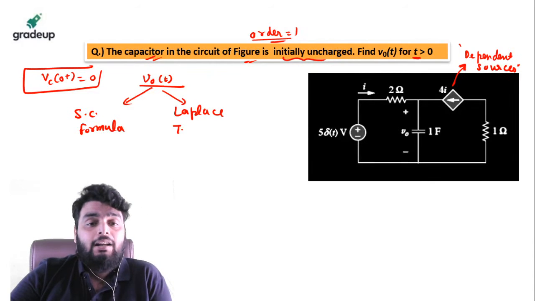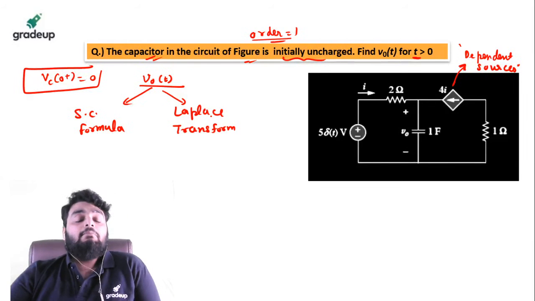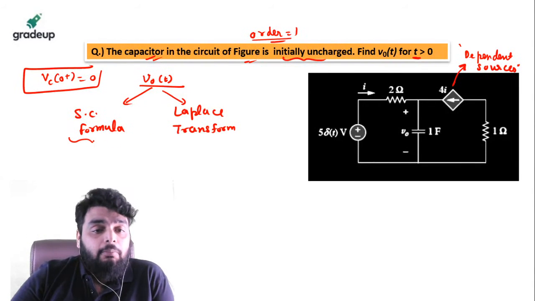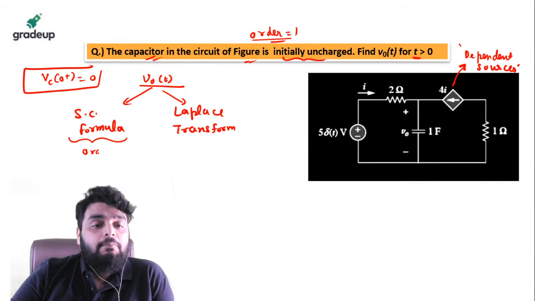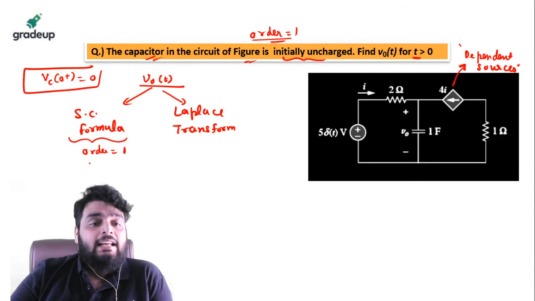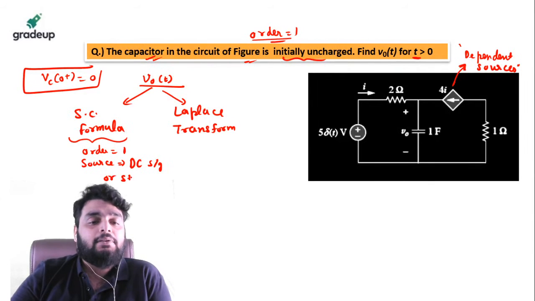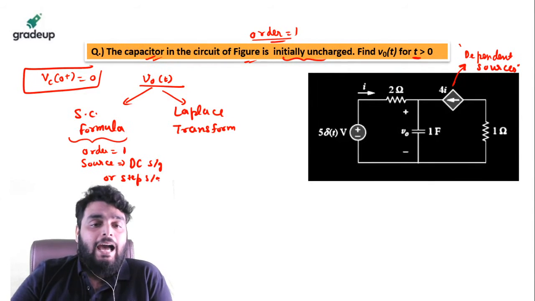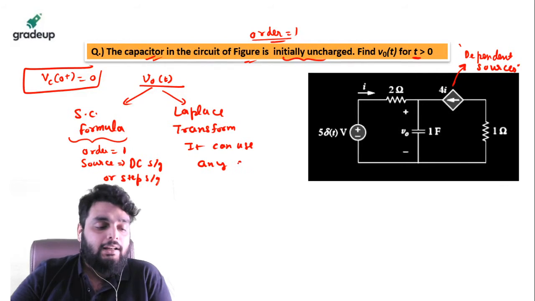Now some people have doubts, sir, when to use which method. So, bachcho, always remember, to use the shortcut formula the order must be 1. And second point, the source must be a step signal, or you can say its source must be a DC signal, or at least a step signal. And Laplace can be used in any circuit. There is no limitation for the Laplace.